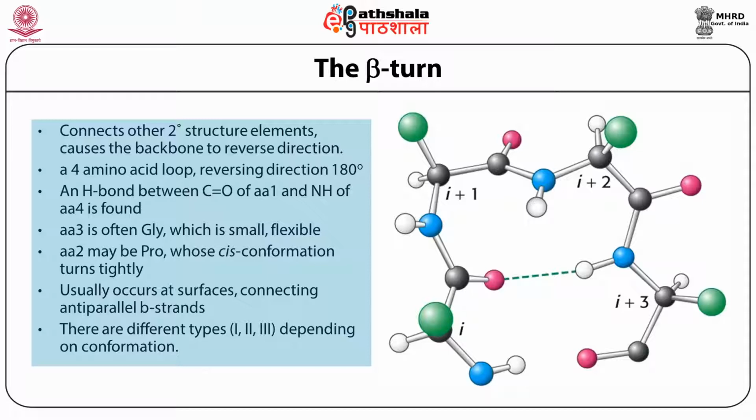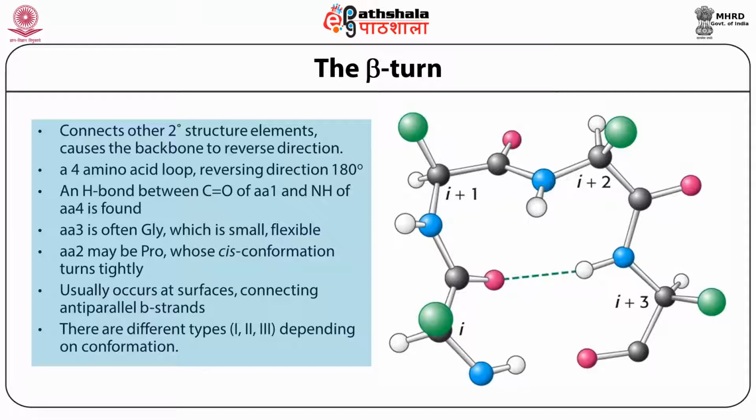A beta turn is four amino acids looping and reversing direction by 180 degrees, with hydrogen bond formation between the CO of the first amino acid and the NH of the fourth amino acid. Amino acid 3 is often glycine, which is small and flexible, while amino acid 2 is proline, whose cis conformation turns tightly. Usually it occurs at the surface, connecting anti-parallel beta strands.